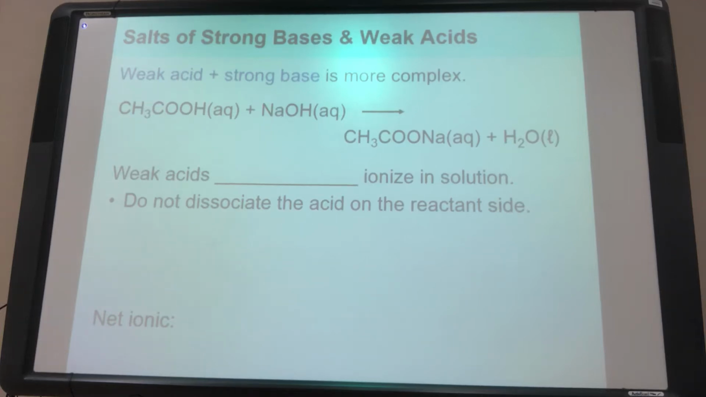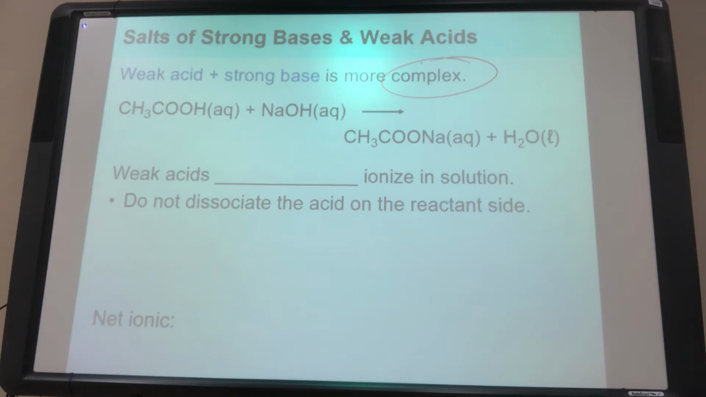So now let's talk about, I said there's 4 different options. The first one we did was strong acid, strong base. Now we want to do the second one. So now we'll make one strong, one weak. The first one we want to do is say the base is strong and the acid is weak. This is going to be a lot more complex, okay?